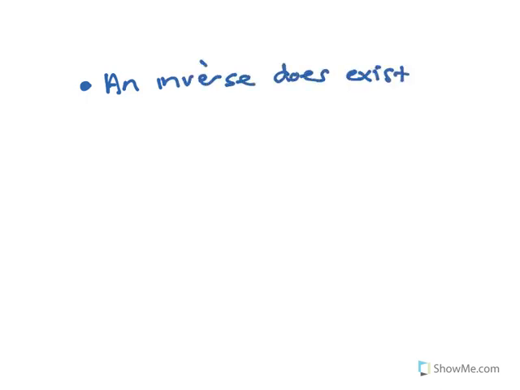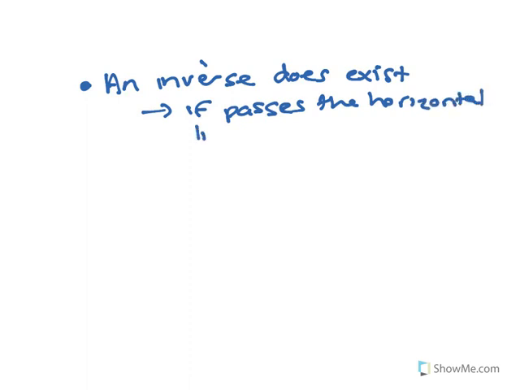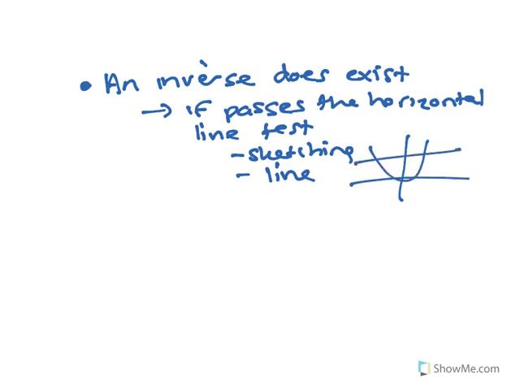Okay, so once you establish that an inverse does exist, and an inverse will exist if it passes the horizontal line test. Now you can check something passes the horizontal line test by sketching and then putting a line through it and just stating that it passes the horizontal line test. You could also check that it's always increasing or decreasing.